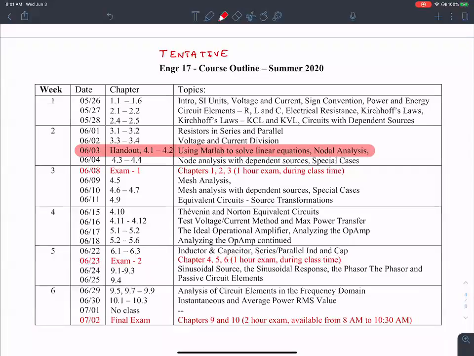Okay, so pretty good. So we are done with chapters 1, 2, and 3, most of which is mainly review. Today we are going to start with chapter number 4.